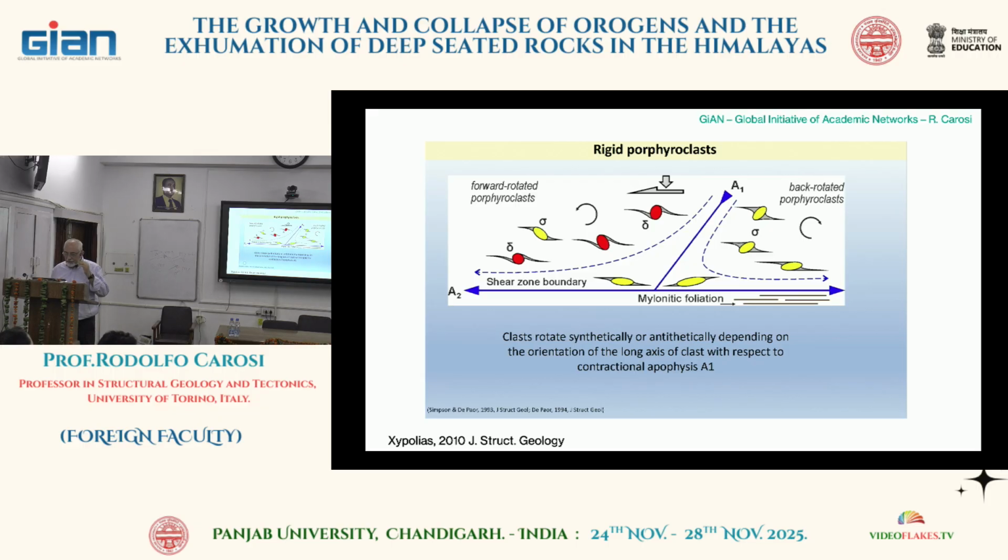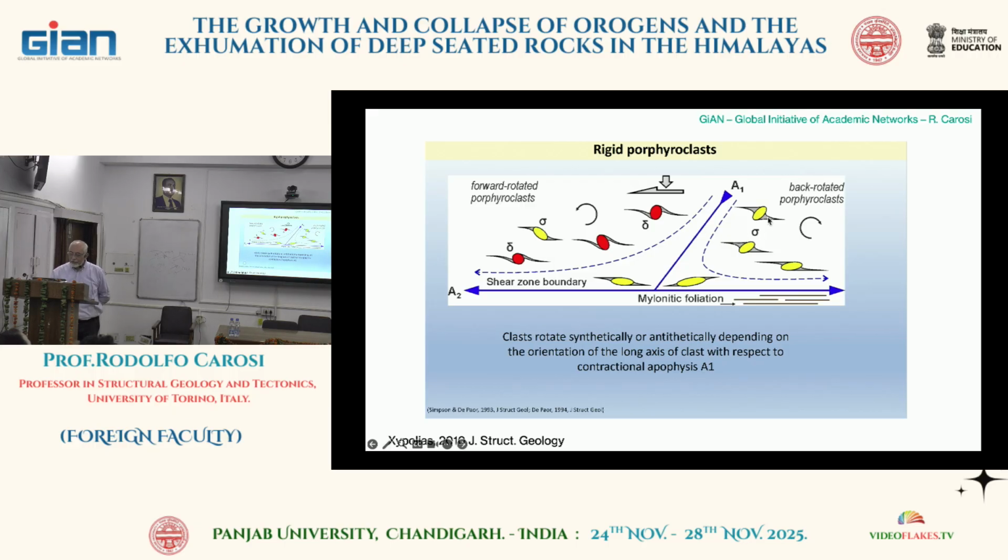Another interesting, simpler method is the use of rigid porphyroclasts. You can see in this picture transgression with a left sense of movement, compression perpendicular to the foliation. You have a stable apophysis here, a rotating apophysis here with an angle alpha. And you can see that some porphyroclasts rotate continuously, developing delta type tails. Some others rotate less and develop sigma type tails or mantles.